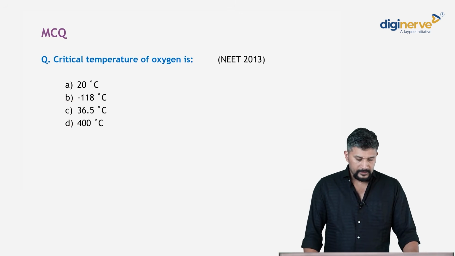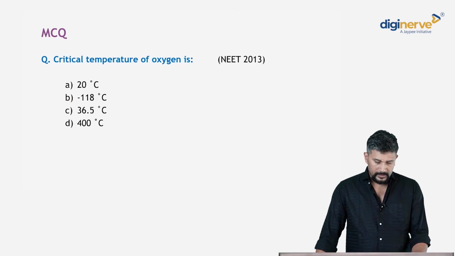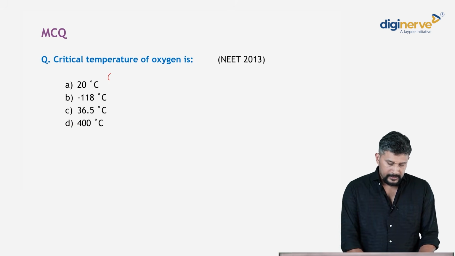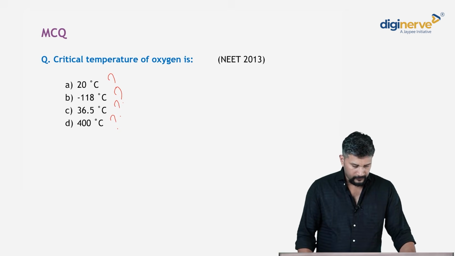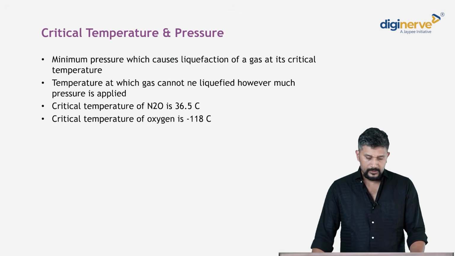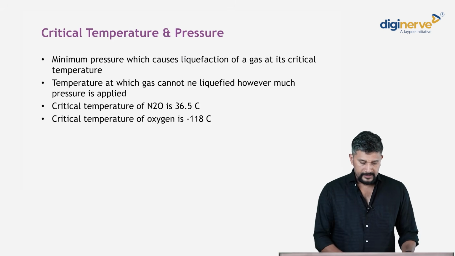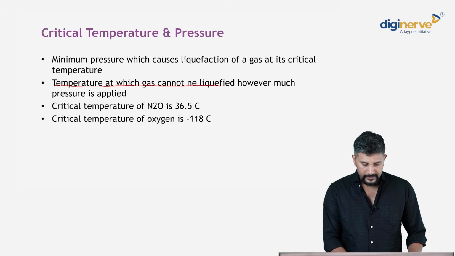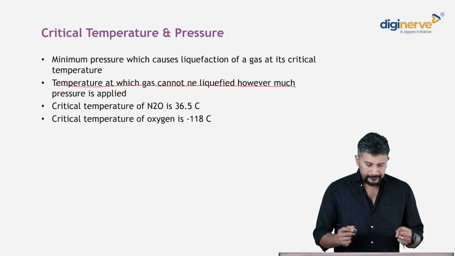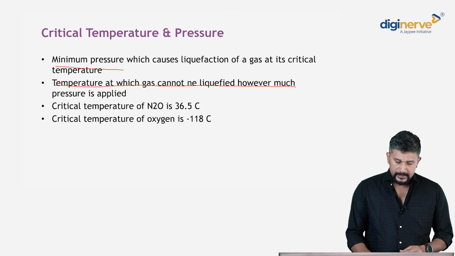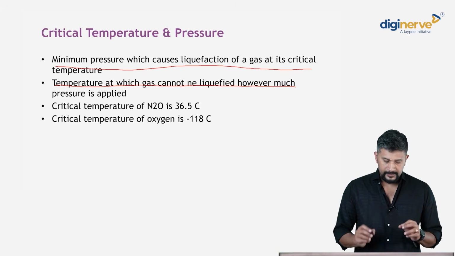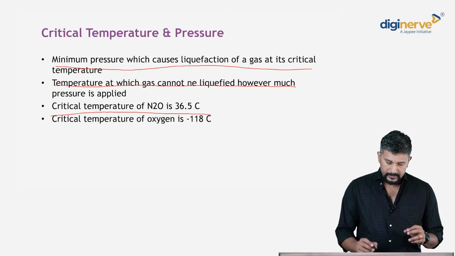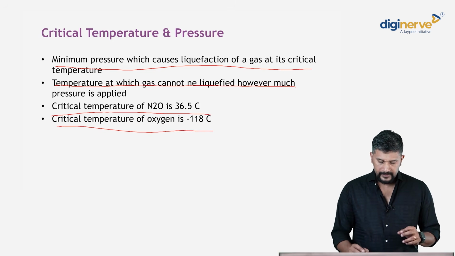Now, the next question is about the critical temperature of oxygen. What is the critical temperature of oxygen? Is it 20 degrees Celsius? Is it minus 118 degrees Celsius? Is it plus 36.5 degrees Celsius, or is it 400 degrees Celsius? So, like we saw earlier, critical temperature is the temperature at which a gas cannot be liquefied however much pressure is applied to it. Critical pressure, on the other hand, is the minimal pressure which causes liquefaction of the gas at its critical temperature. So, we need to remember critical temperature of nitrous oxide is positive 36.5 degrees Celsius.